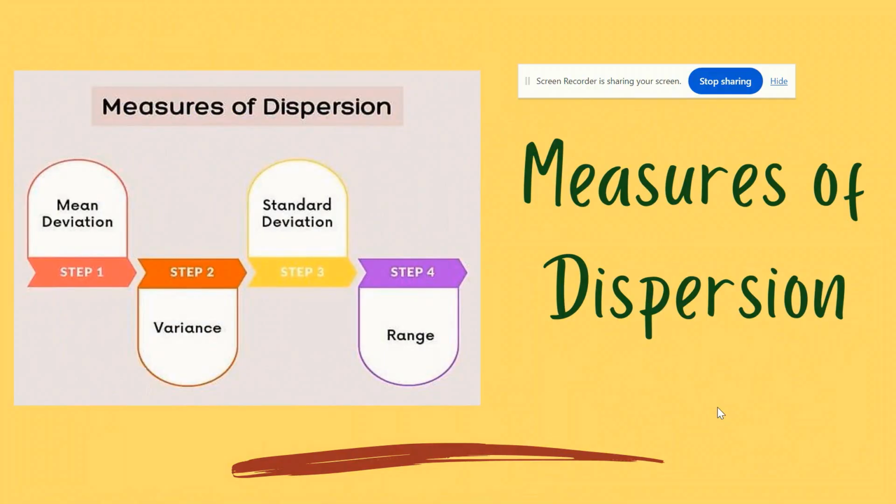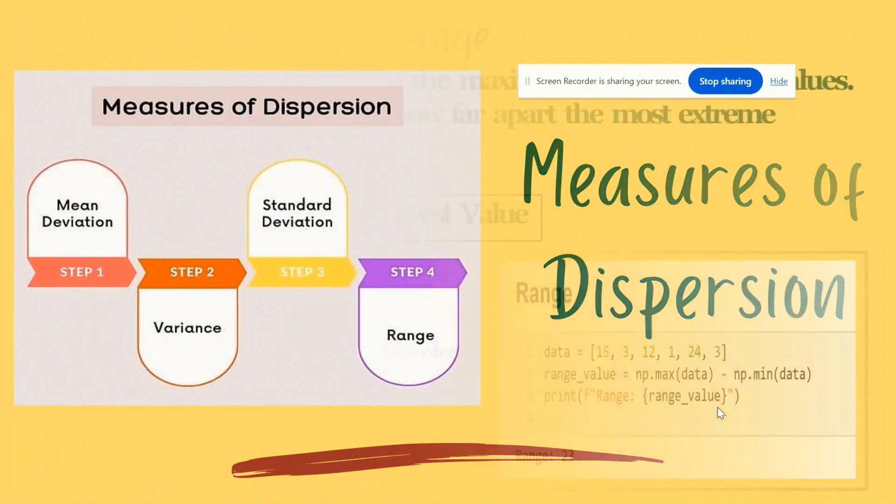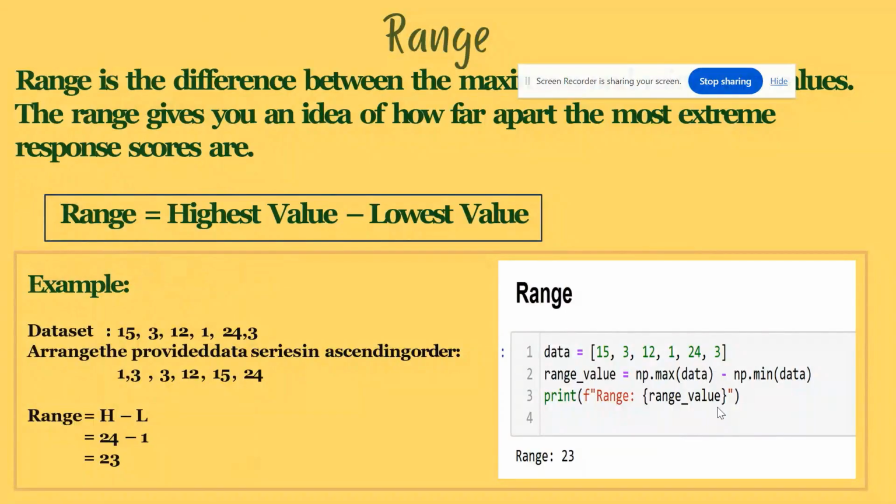Let's talk about another topic, which is called measure of dispersion. Measure of dispersion tells you the variability of data, how the data varies. The first topic is the range. Range is simply the difference between the maximum value and the minimum value.